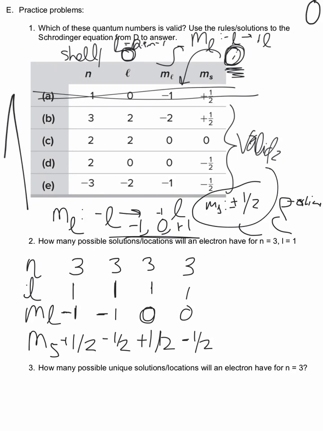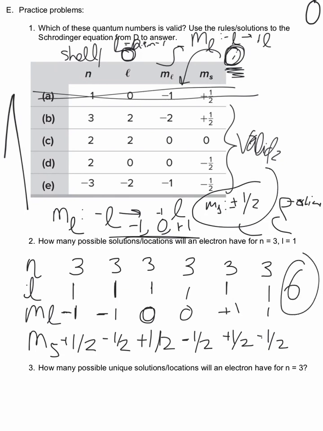And then we have one more allowed value for M sub L here, and that's plus 1. For our plus 1, again, we can have 2 electrons in that individual orbital with a spin of plus 1/2 or minus 1/2. And so these are all of our different possibilities. We have 3 different possibilities for M sub L, and each of those can have 2 electrons. So that gives a possible total of 1, 2, 3, 4, 5, 6 solutions for an electron that has a principal quantum number of 3 and an angular quantum number of 1.